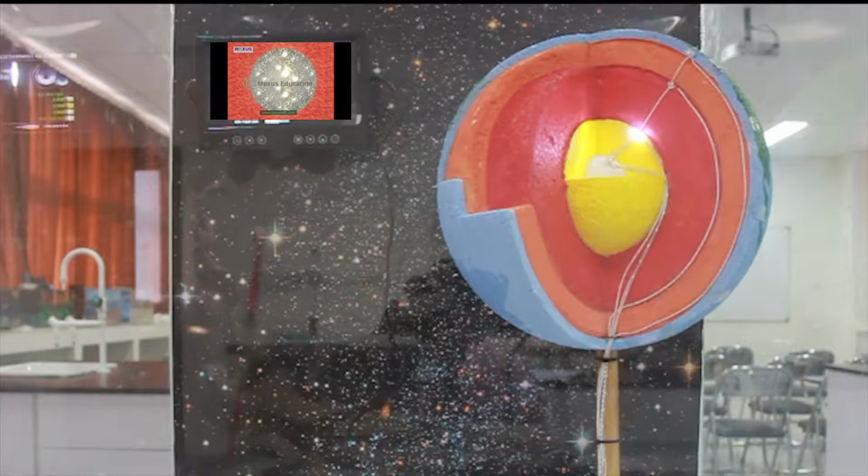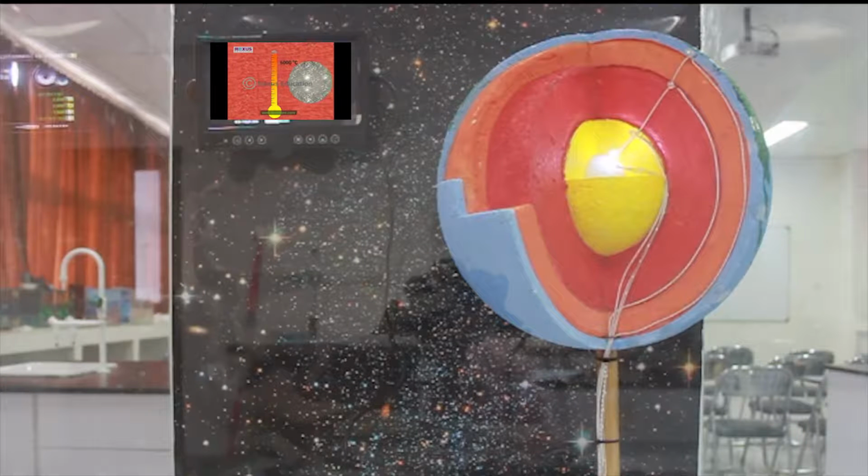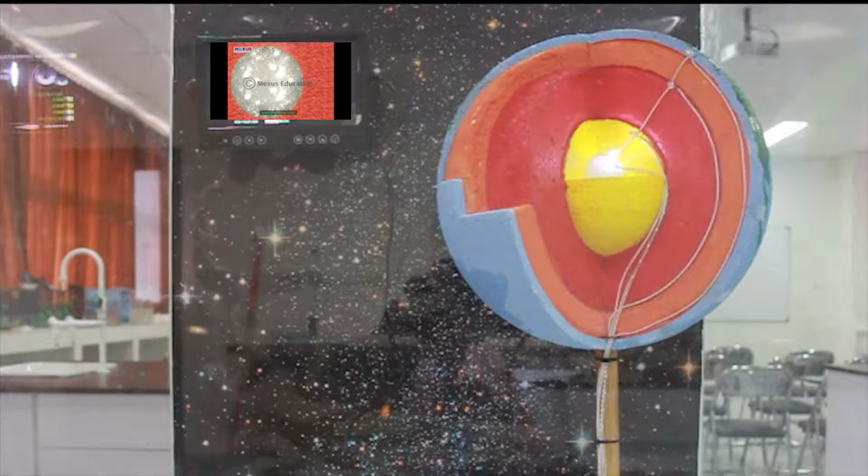Now we come to the innermost part of the Earth, the inner core. The inner core has a temperature of around 6,000 degrees Celsius. This is nearly the temperature of the Sun's surface. The inner core has a depth of 1,250 kilometers. Unlike the outer core, the inner core is in a solid state. The intense pressure in this layer of the Earth ensures that the inner core remains solid in nature.